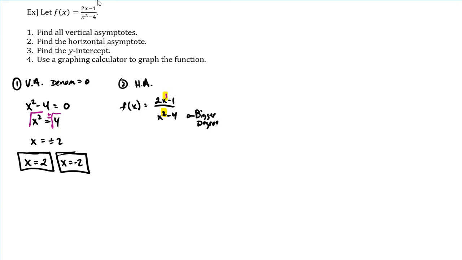So that means by our rule for horizontal asymptotes, it's instantly y equals 0, which again we'll see in our calculator too. Okay, and then the third thing is to find the y-intercept.